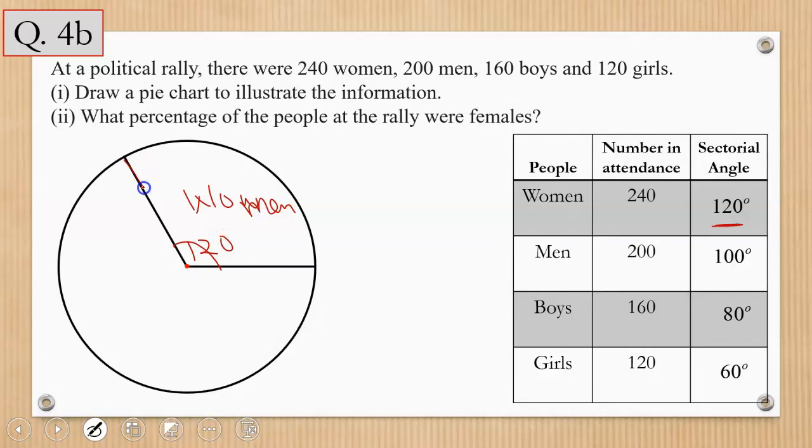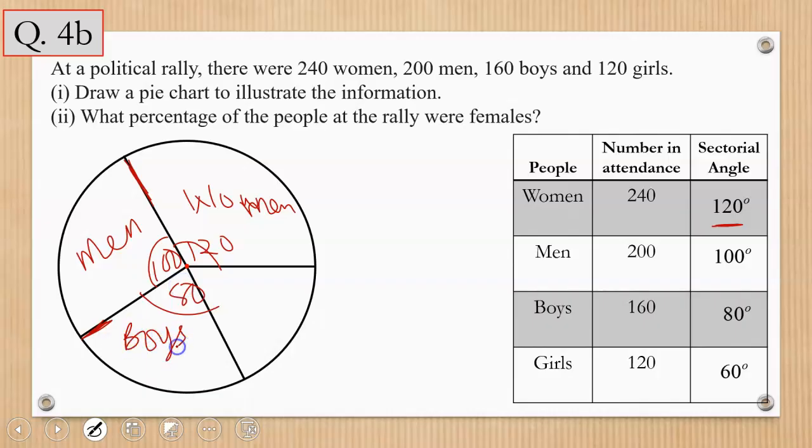Then we use this particular line as our reference line and measure the angle 100, and that also we put 100 over there, and that represents men. Then we use this line as a reference line. Then we measure the angle 80, and that represents boys. Then finally this angle automatically gives us 60, and that represents our girls. So we are done with our pie chart, and this is how we represent information on the pie chart.